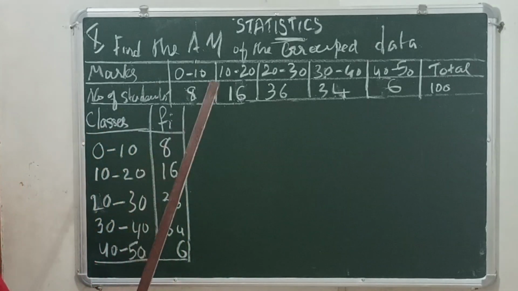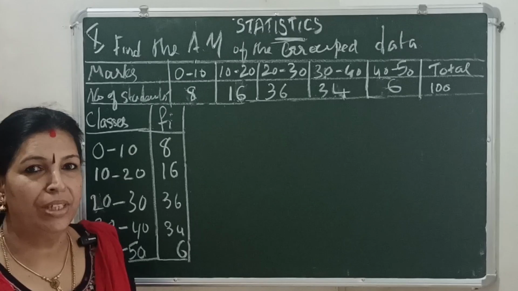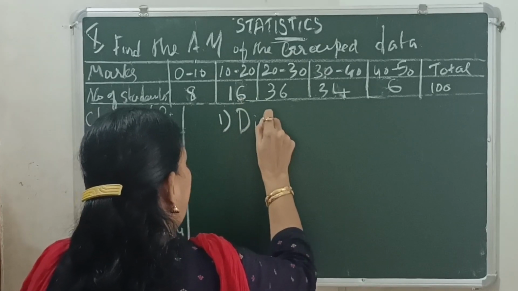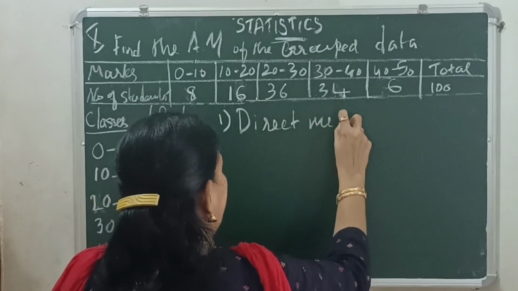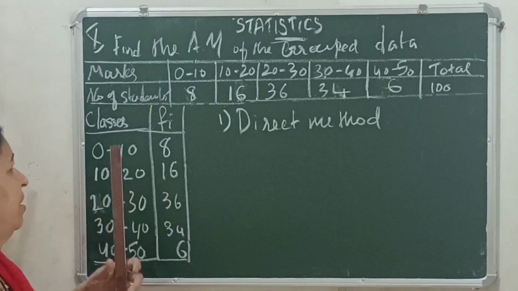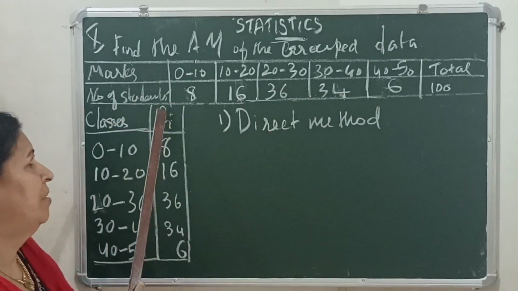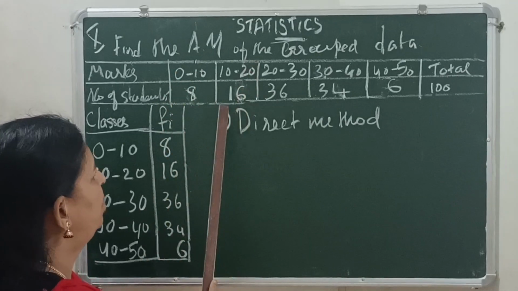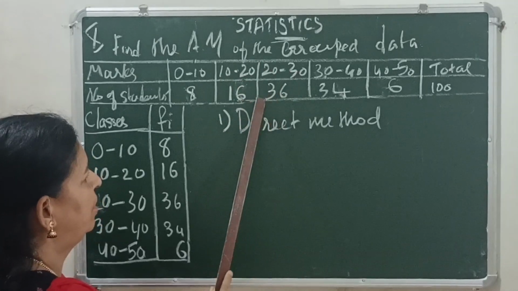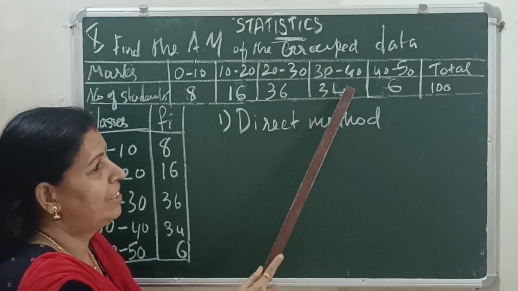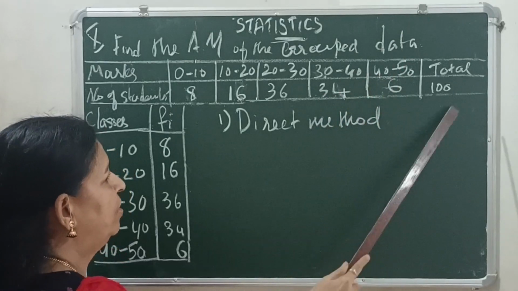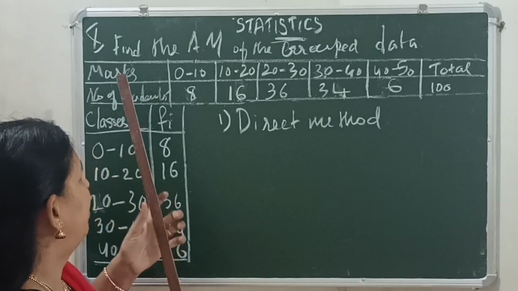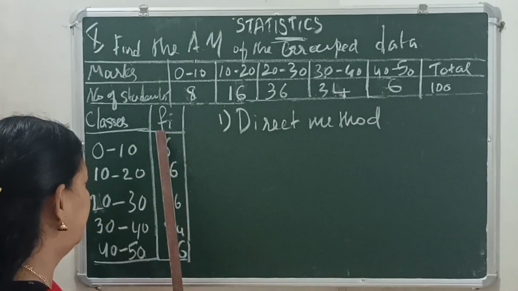Then there are three methods for finding the arithmetic mean. First we are going to find arithmetic mean by direct method. Arithmetic mean of grouped data: classes, marks obtained by 100 students. 8 students in the limit 0 to 10, 16 students 10 to 20, 36 students 20 to 30, 34 students 30 to 40, 6 students 40 to 50, total 100 students. Then find the arithmetic mean of this grouped data.